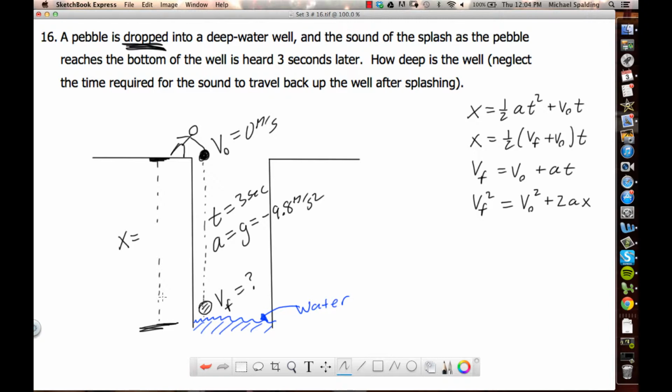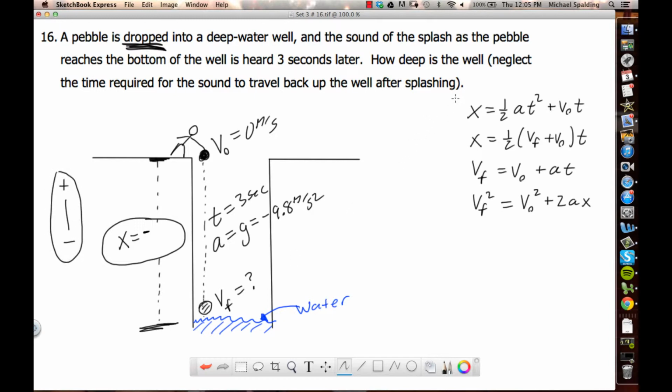So how are we going to find the depth of the well? The depth of the well is the same as what? The distance that the stone falls, right? However far this stone falls, that is the depth of the well, okay? And our answer is going to come out negative. This x, when we solve for it, it's going to come out negative because why? It's going down, right? So our sign convention is down is negative, up is positive, okay?